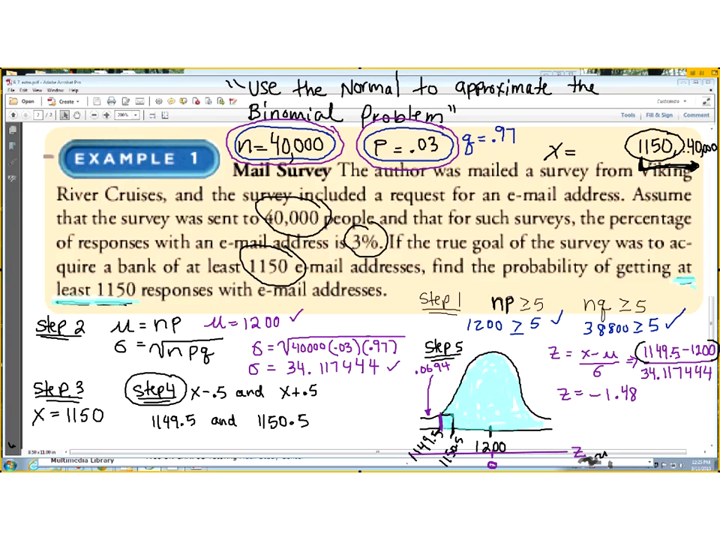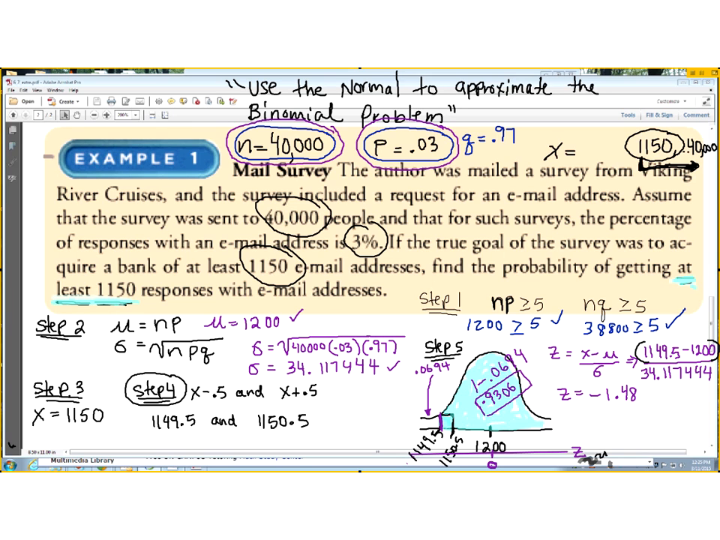We want the shaded region. To get the shaded region, you're going to subtract. It's going to be 1 minus 0.0694. So the area in the shaded region is 0.9306. Is that what you guys got? Good. So that is the area in the shaded region.